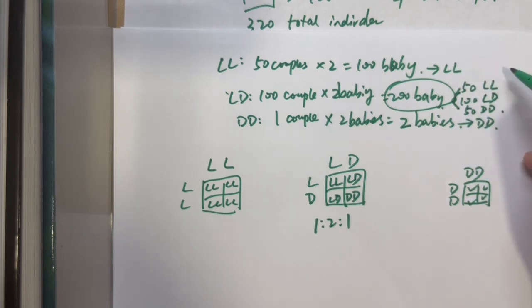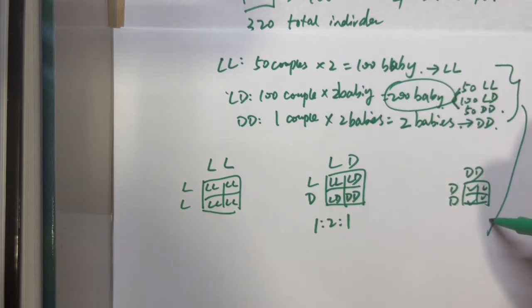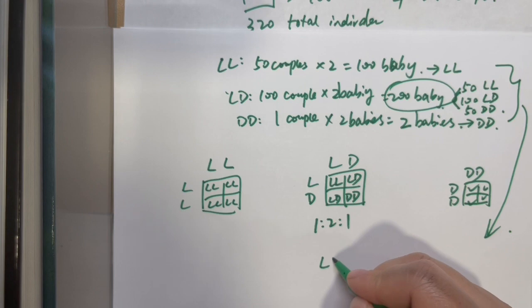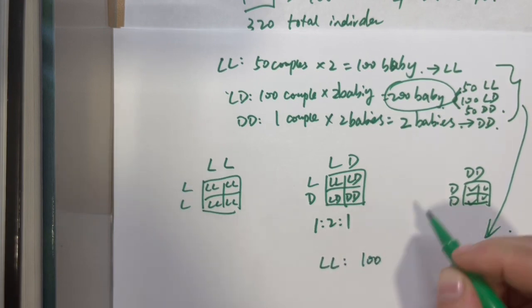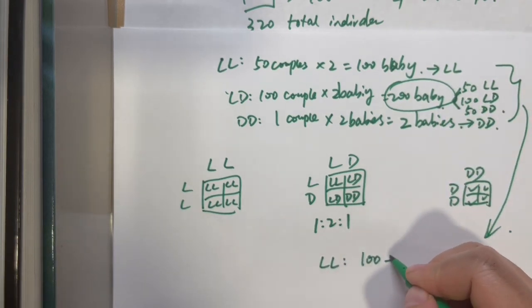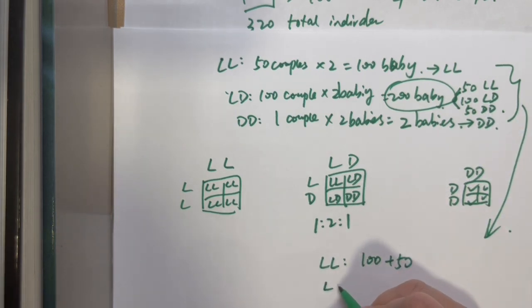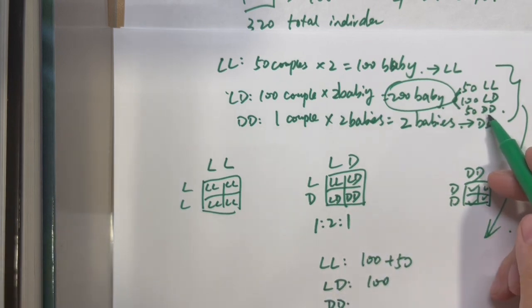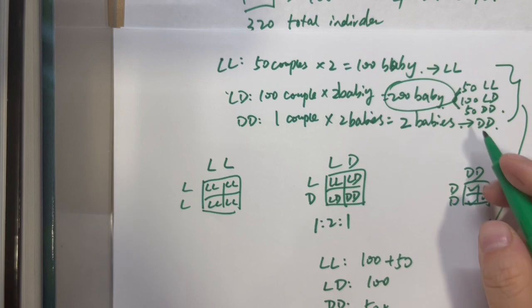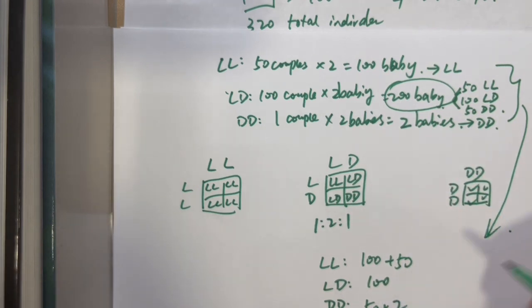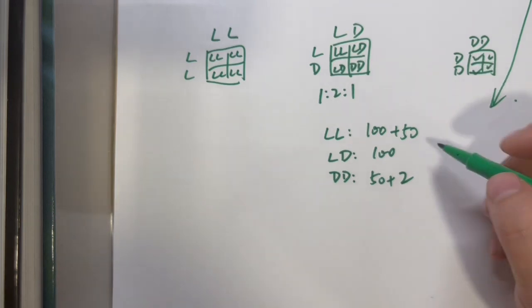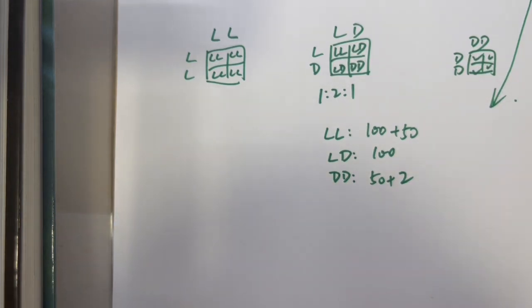Adding those up, you get the second generation. In the second generation, the LL genotype is going to be 100 LL plus the 50 from the heterozygous crossing. LD is 100, and DD is going to be from this crossing plus the 2 from the DD crossing. So that's the individual numbers for generation 2, and then you do the calculation. So that's the Peacock example.